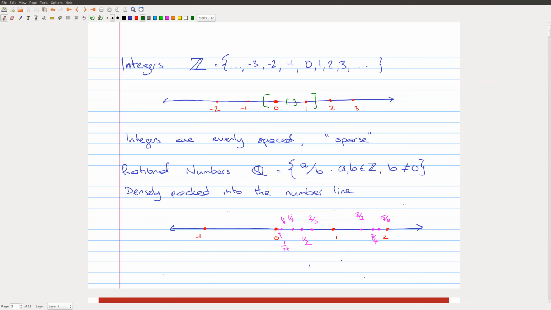Okay, so that's sort of where we're at. Recall the notation Z and Q for the integers and rational numbers. Does anybody have a question or a comment at this point? Feel free to put one into the chat or to turn on the microphone if you want to. Okay, if not, then let's move on.